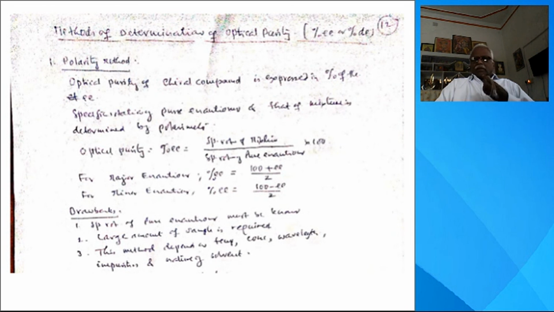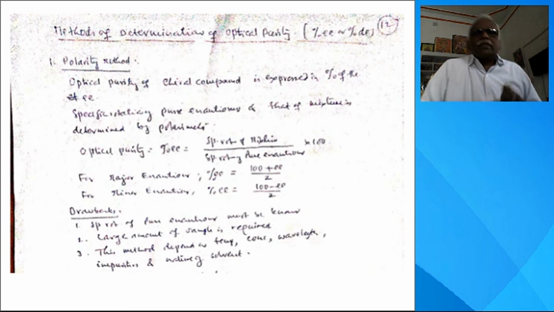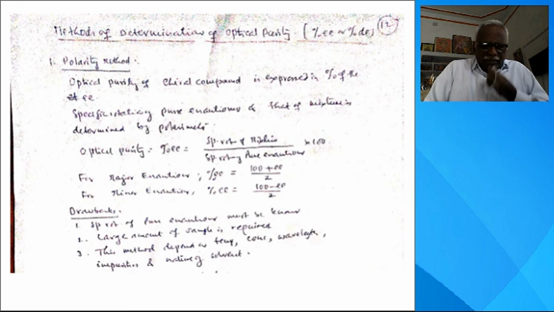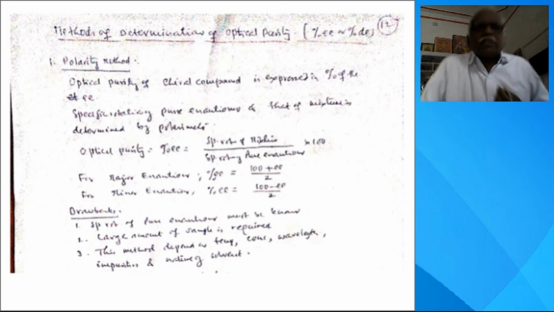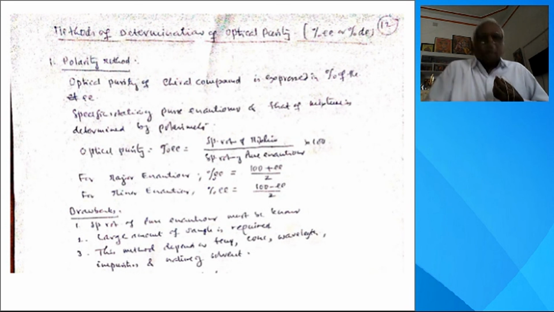Then how do you determine the purity of this mixture? There are many methods. One method in the syllabus is the polarimetry method. Here, optical purity is determined. For a chiral compound, it is expressed in terms of enantiomeric excess.